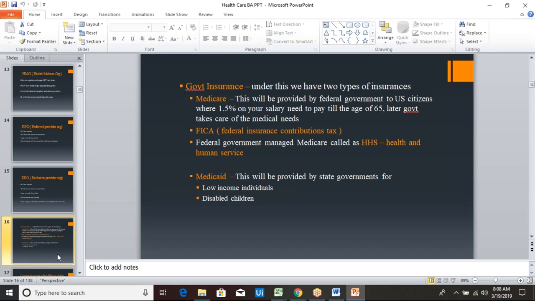And second is Medicaid, which is targeted towards low income individuals and disabled children, especially by the state governments. The state governments take care of it, while the funding is taken care of by the federal government as far as Medicaid is concerned. Whereas Medicare is directly connected to the federal government. But both Medicare and Medicaid come under CMS, the Centers for Medicare and Medicaid Services, and those people take care of this.